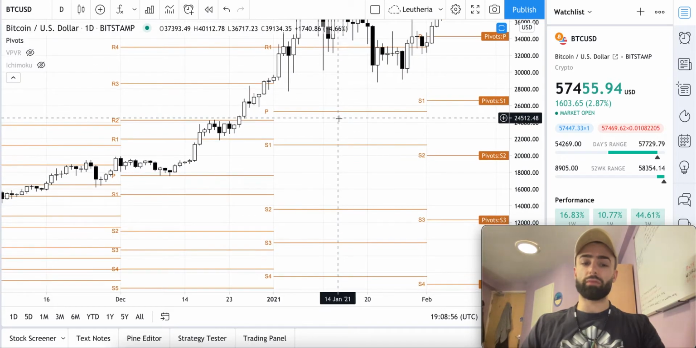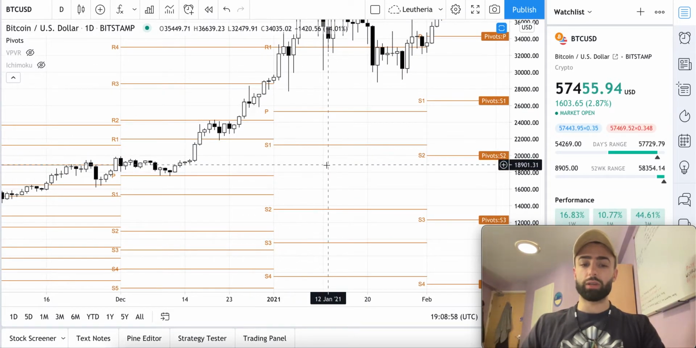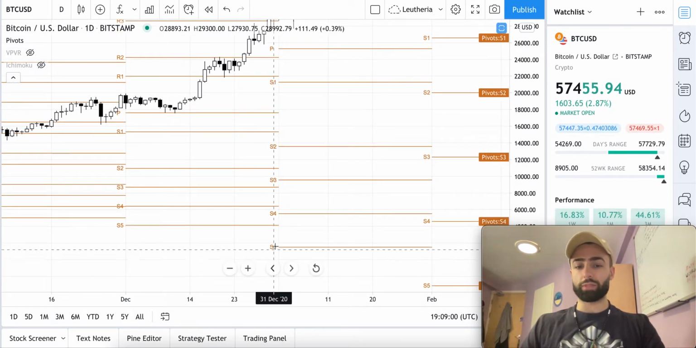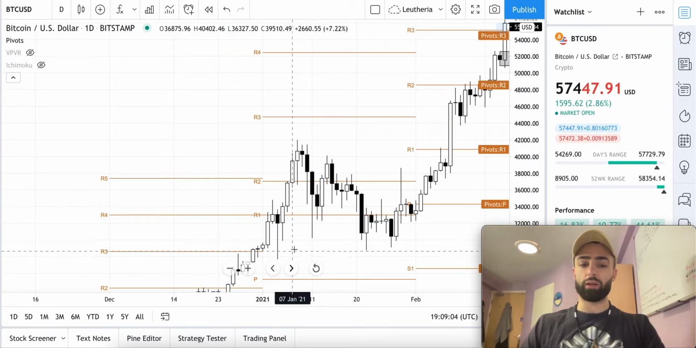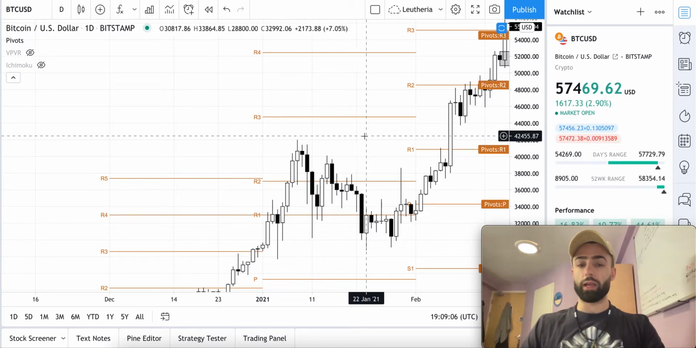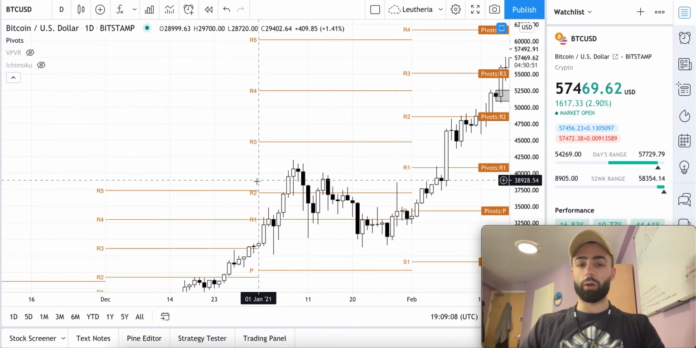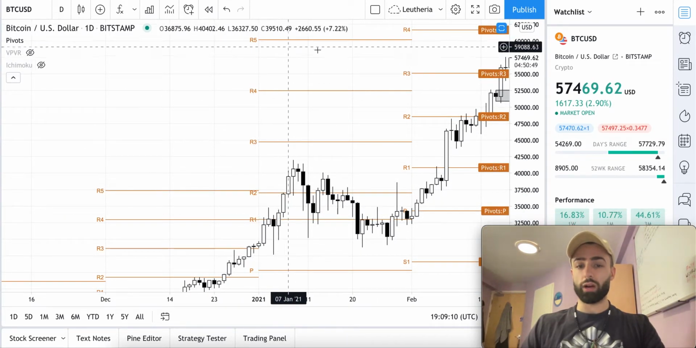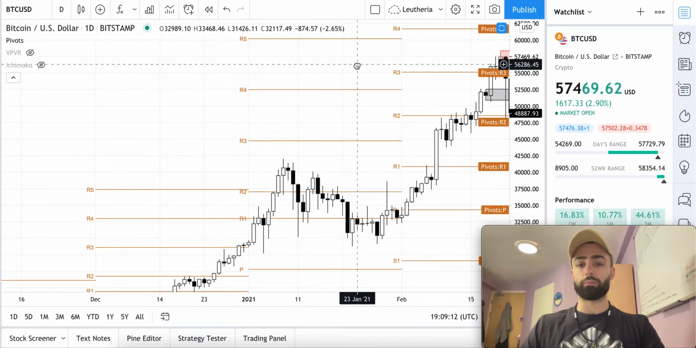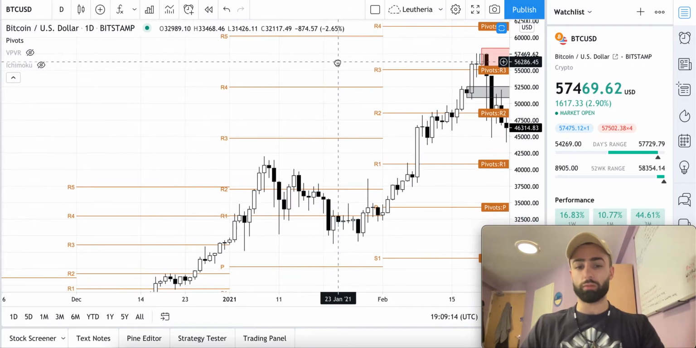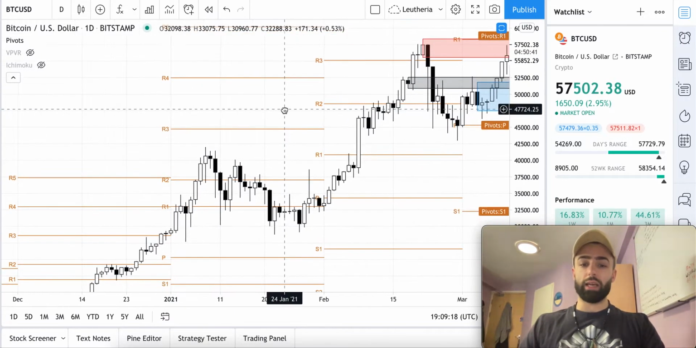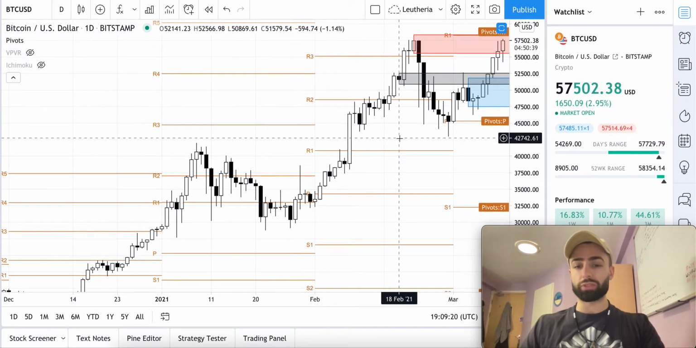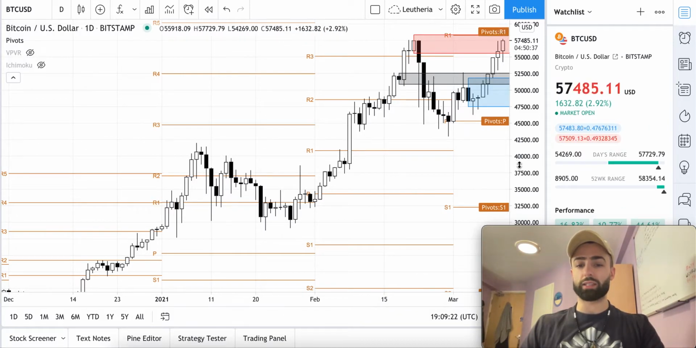But then below the pivot level, you have your S levels. It goes from S1 all the way to S5, and those are support levels. And then above the pivot level, you have your R levels. Your R levels go up from R1 to R5 as well. It's exactly the same as the support levels. They just act as resistance or support levels for price when it trades into them.